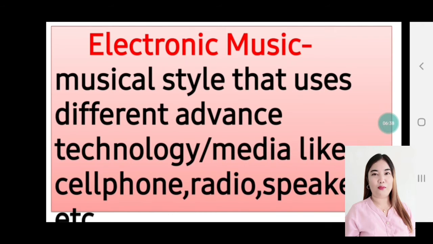Okay, next we have electronic music. When we say electronic music, it pertains to a musical style that uses different or advanced technology or media like cell phone, radio, or speaker. Kapag gumamit ka ng mga bagay na ito, or nirecord mo sa cellphone, nag-compose ka ng sarili mo, o kaya nakinig ka sa radyo, or gumamit ka ng speaker, ang tawag naman to that musical style is what we call the electronic music. As of now, it is very common, electronic music.